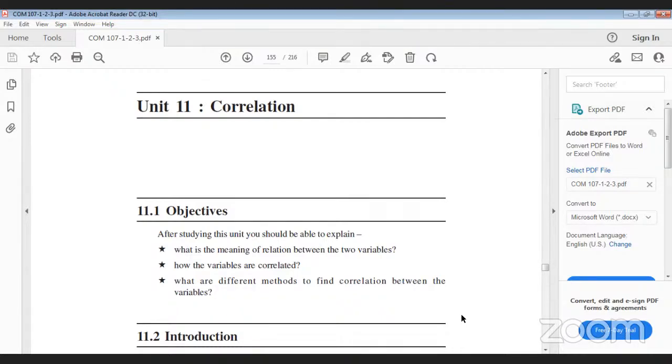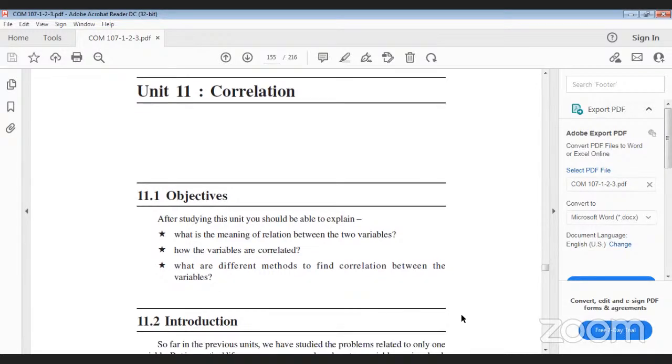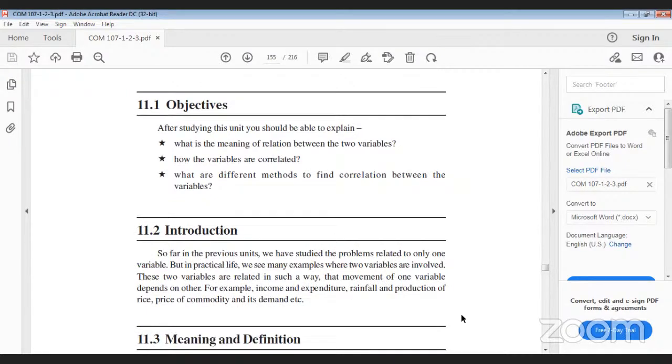In the previous units, we have studied problems related to only one variable, but in practical life, we see many examples where two variables are involved. These two variables are related in such a way that the movement of one variable depends on the other. For example, income and expenditure, rainfall and production of rice, price of a commodity and its demand, etc.